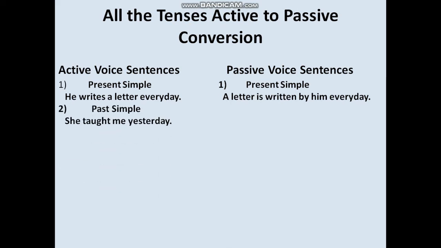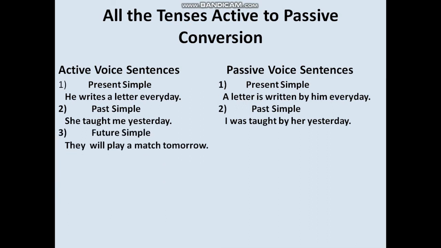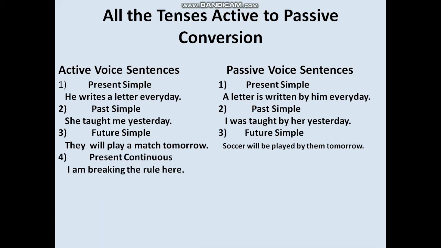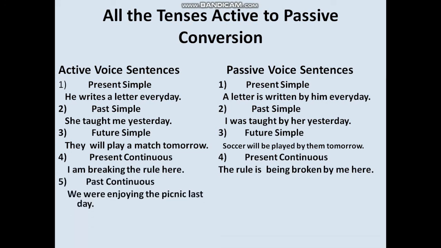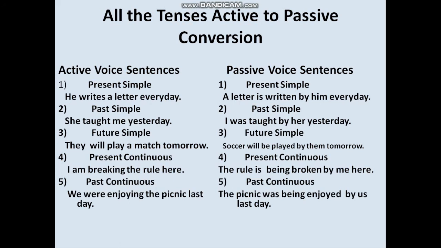In past simple: she taught me yesterday, but in passive, I was taught by her yesterday. So students, if you use all the steps which I told you earlier in the slide, you can easily make active into passive. They will play a match tomorrow, but in passive I will make it: the match will be played by them tomorrow. Present continuous: I am breaking the rule, but in passive the rule is being broken by me. In past continuous: we were enjoying the picnic last day, but in passive the picnic was being enjoyed by us last day.